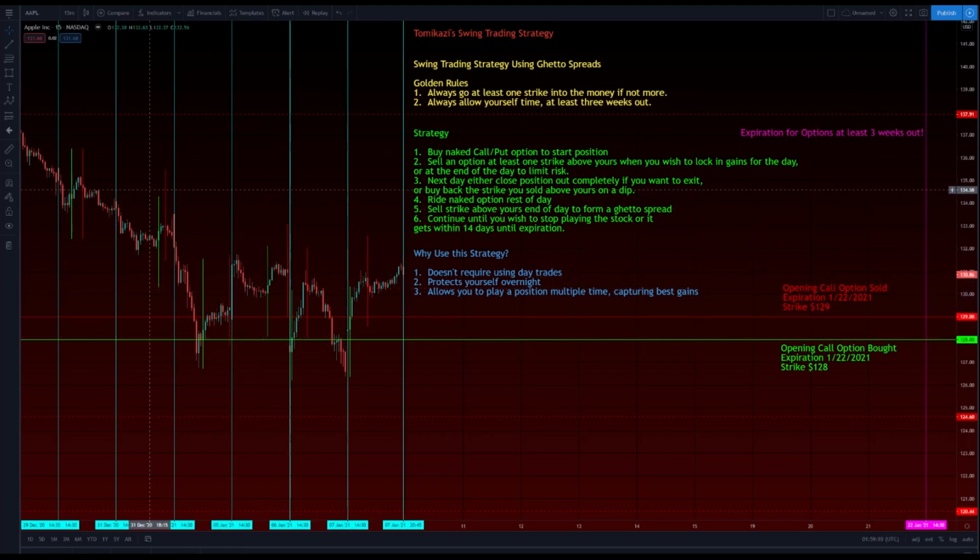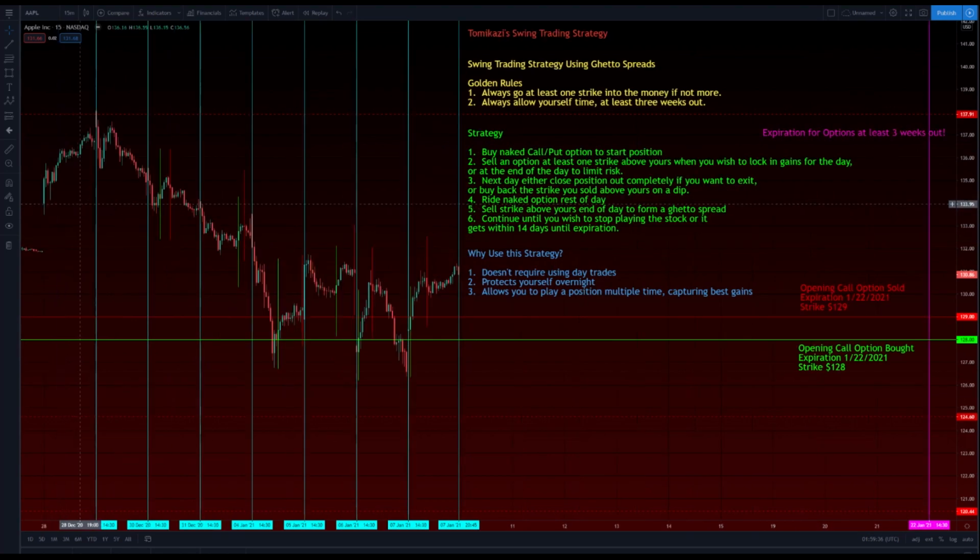Ideally, on the green line, you would be opening up your first position. This is our first position on December 30th. We buy a call option at least 3 weeks out. For this instance, I highlighted the January 22nd call, and that's the purple line here. And you want to go in the money at least a couple of strikes.